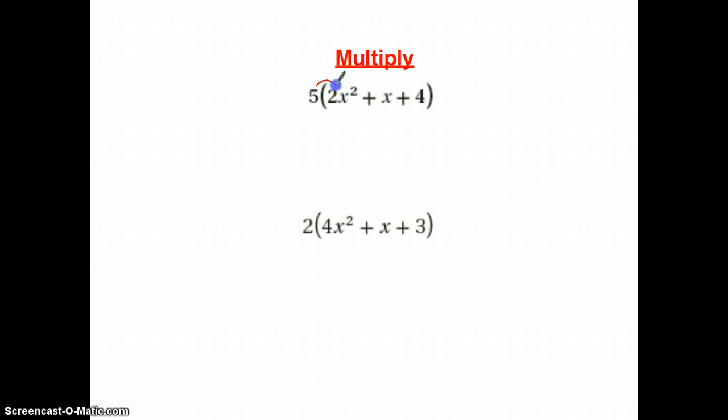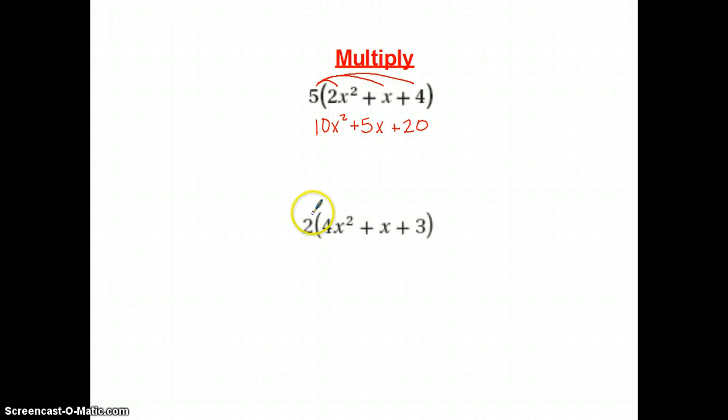Take your 5 and distribute into the parentheses to all three terms. 5 times 2x squared gives us 10x squared. 5 times the middle term of x is just a positive 5x. And 5 times positive 4 is a plus 20. This is just like our distributive property that we've learned before, except normally there are only 2 things in parentheses, whereas now there are 3. We still go about it the exact same way.